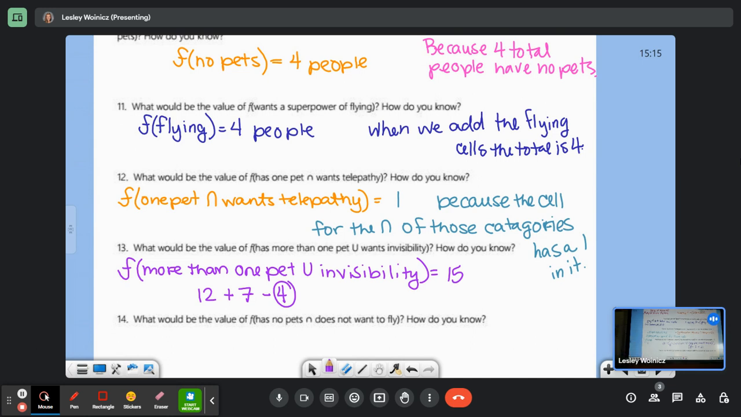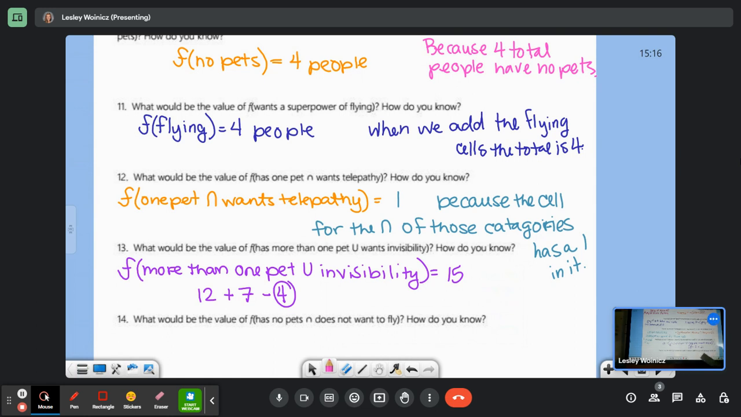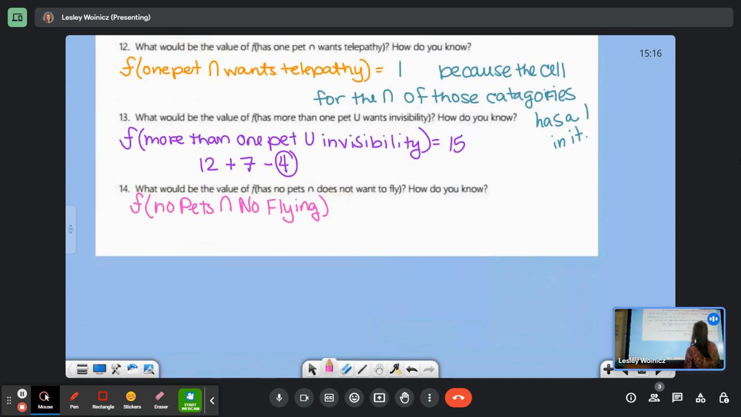All right, number 14. What would be the value of f has no pets intersected with no flying? Oh, this one's exciting too. No pets intersected with no flying. So the people that didn't pick flying. Okay, so how many people had no pets? 4. Okay, how many people did not pick flying? 15.